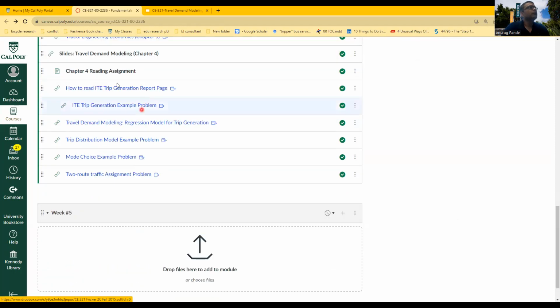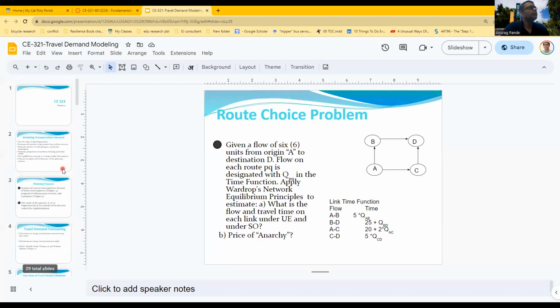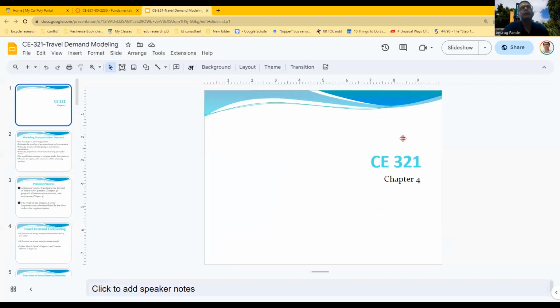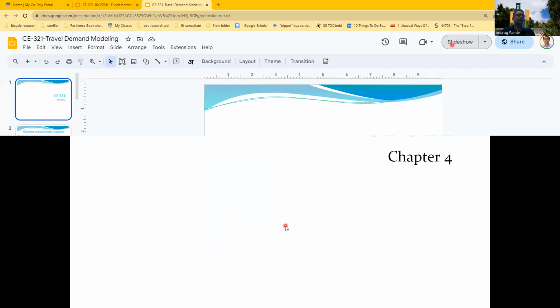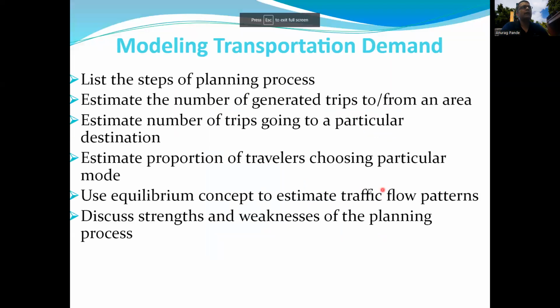As part of chapter 4, we're going to get started here. Your learning objectives for chapter 4 are, you want to list the steps of the planning process. Once we've listed the steps of the planning process, we'll get into the travel demand modeling process, which is typically a 4-step process.